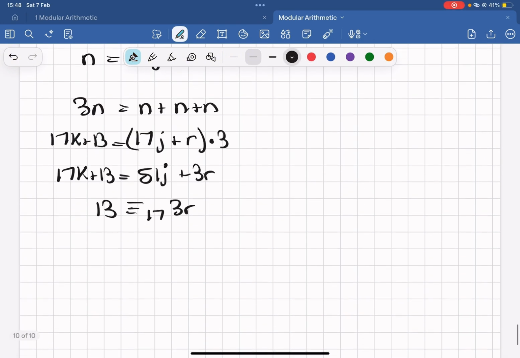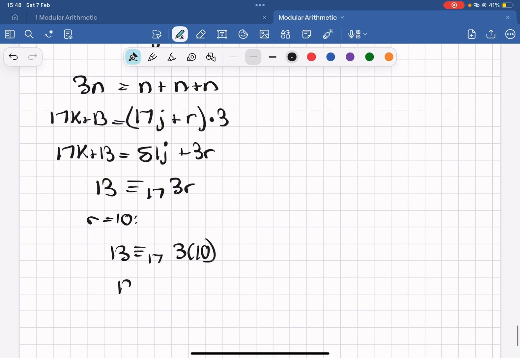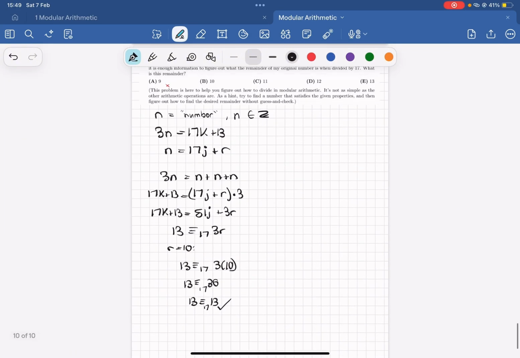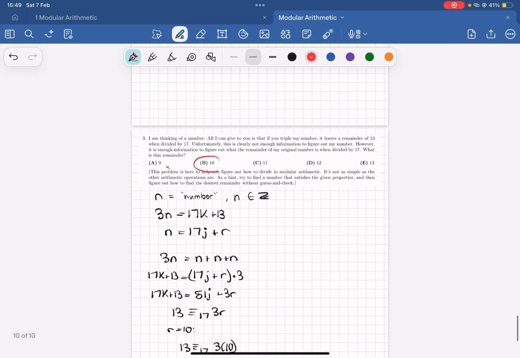Let's try 10. 13 is congruent to 3 times 10, which is 30, mod 17. 30 mod 17 is just 13. So when r equals 10, 13 is congruent to 3 times 10, which is 30, mod 17, which means 13 is congruent to 13 mod 17, and this is a true statement. Therefore, our answer is B. Nice.